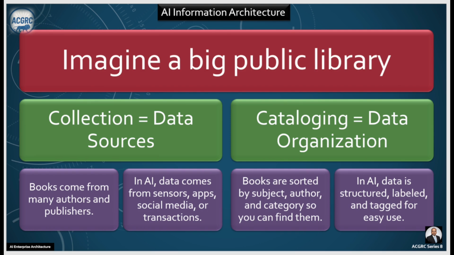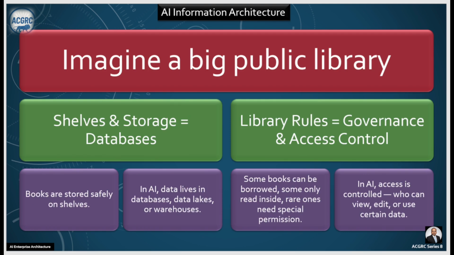Then, books are sorted by subjects, authors, and categories, so you can find them. In AI, data is structured, labeled, and tagged for easy use. That's data organization. Then, books are stored safely on shelves. Similarly, in AI, data lives in databases, data lakes, or warehouses. That's your database aspect.